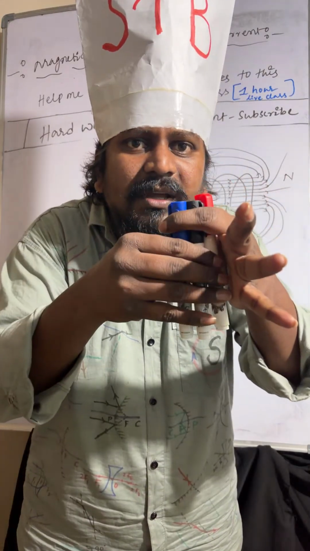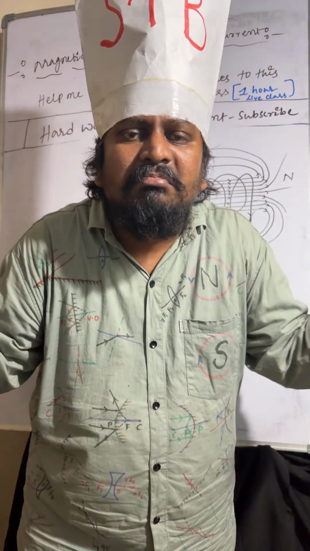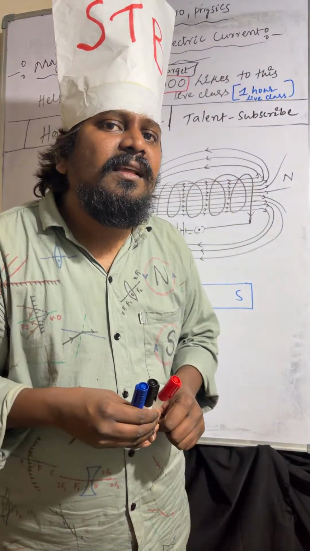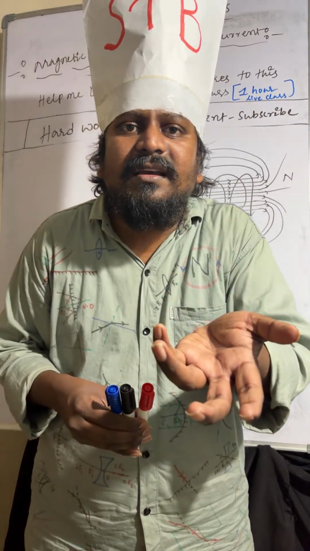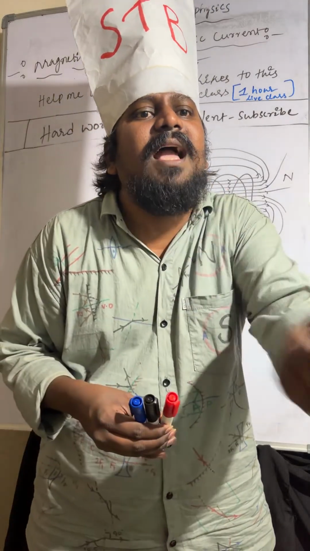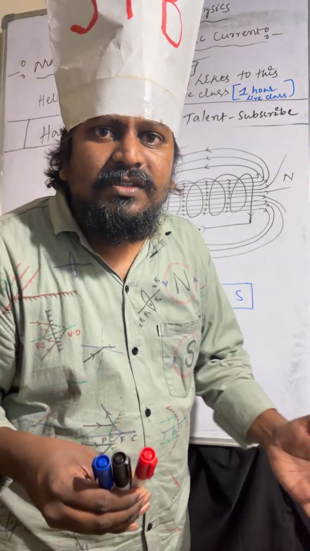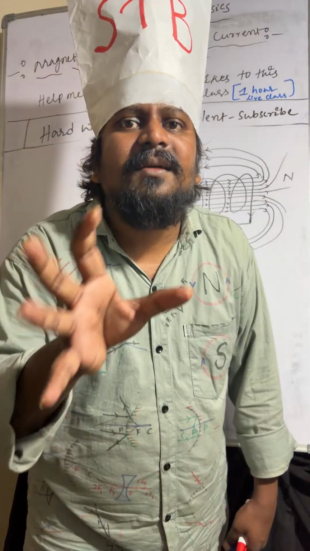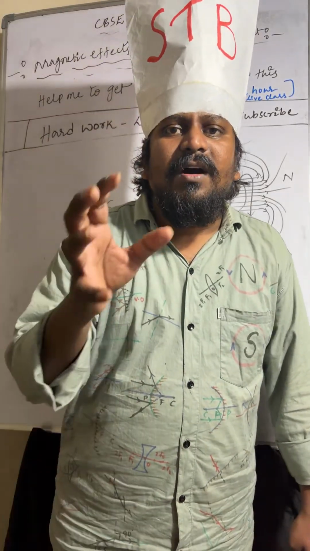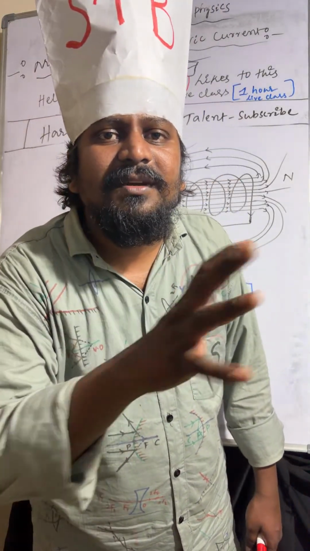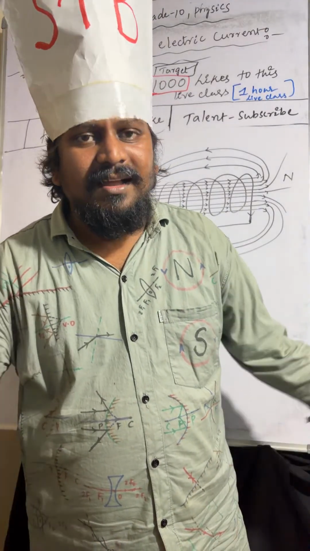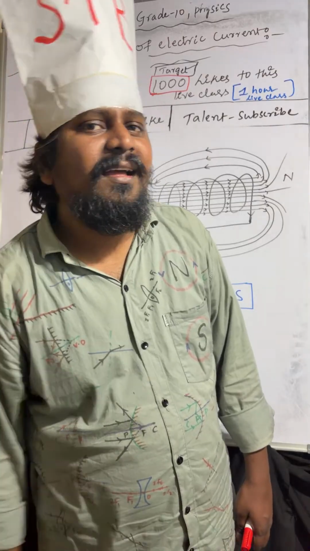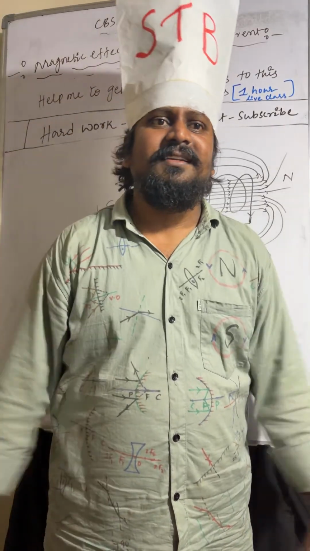If you remove the battery, it does not produce magnetic field. It does not exhibit the magnetic behavior. Understood? Is it clear? Solenoid is a temporary magnet. Bar magnet is a permanent magnet. I hope it is very clear.